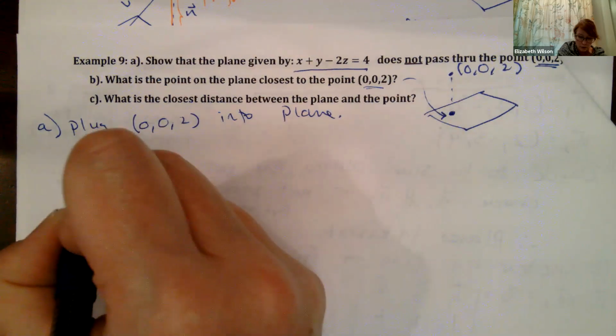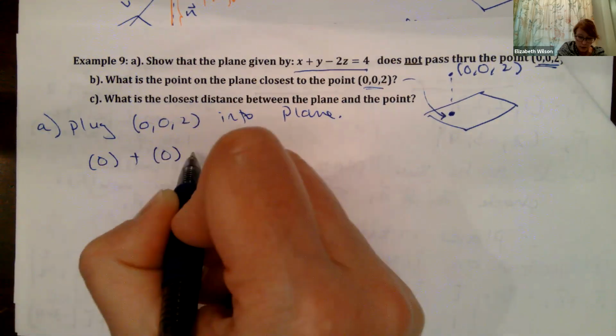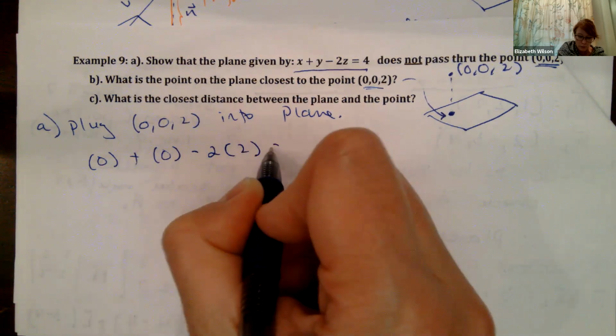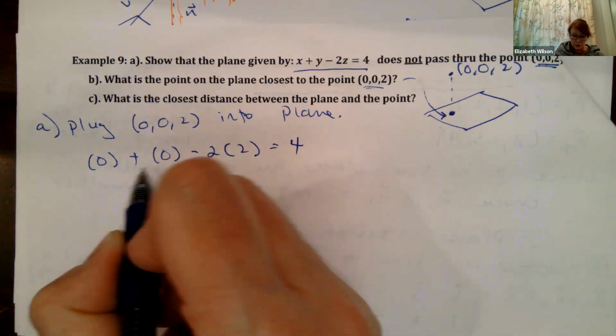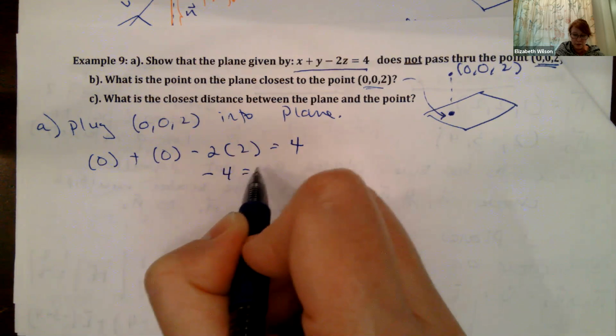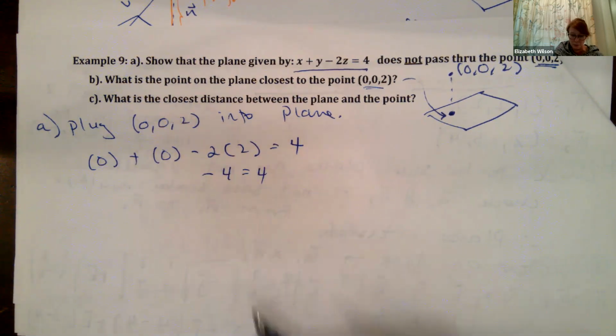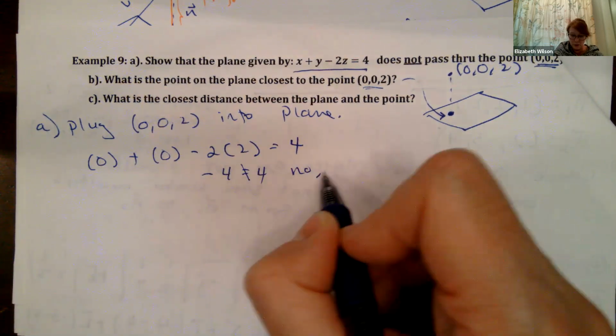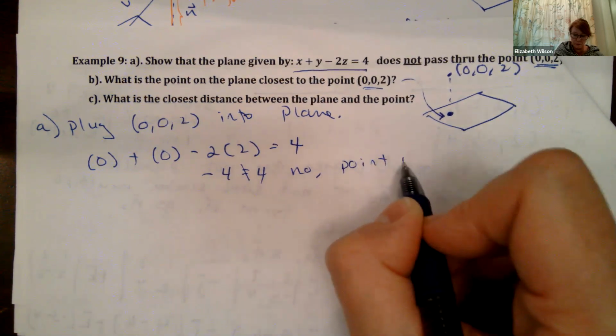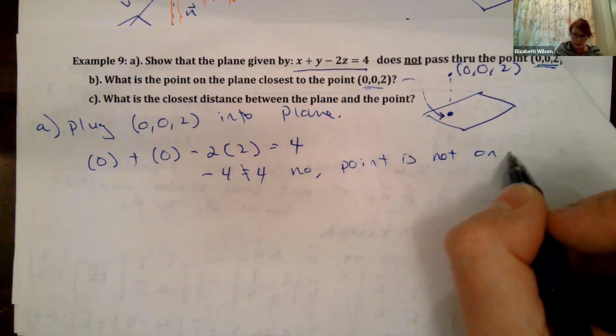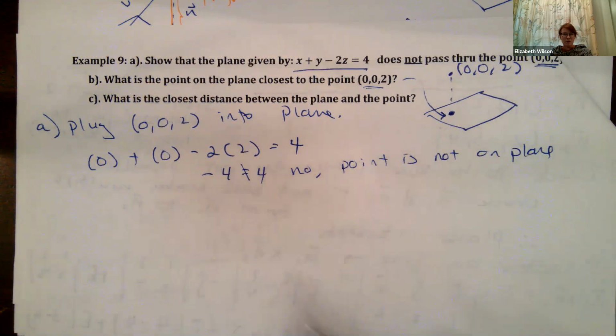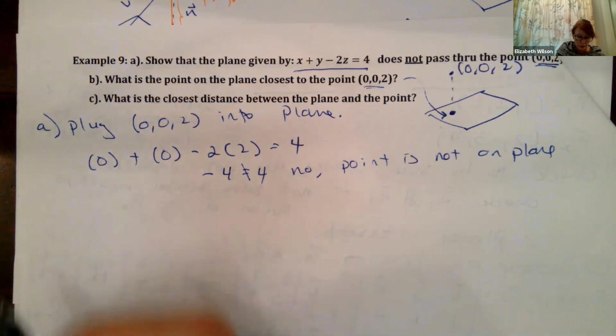So I'm going to go 0 plus 0 minus 2 times 2 equals 4. So 0 plus 0, so minus 4 equals positive 4. Minus 4 doesn't equal positive 4. So no, point is not on the plane, right? Because our equality wasn't valid. If our equality was valid, if I got 4 equals 4, our point is on the plane. I'm not even going to bother with the rest of it because the closest distance is 0.